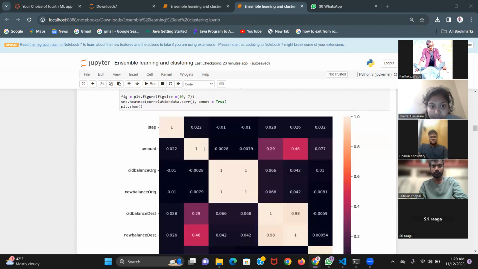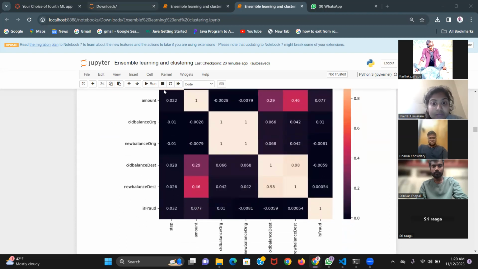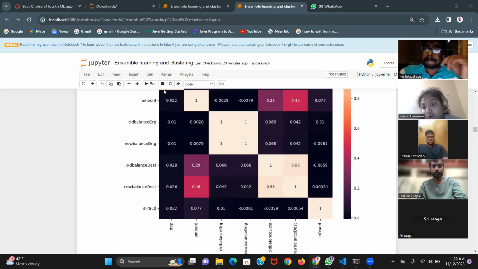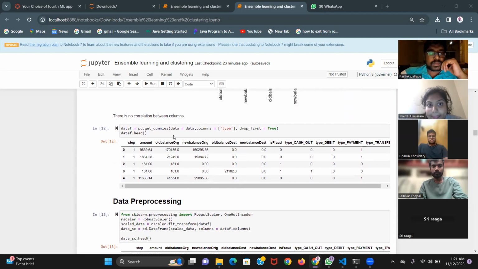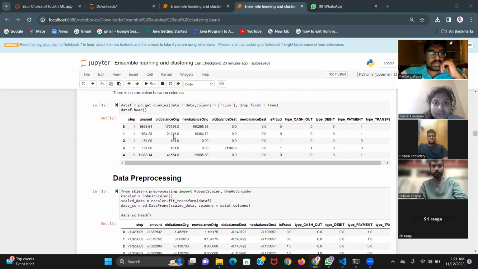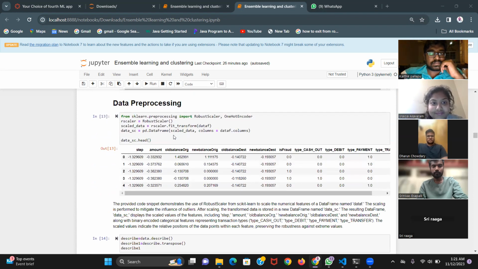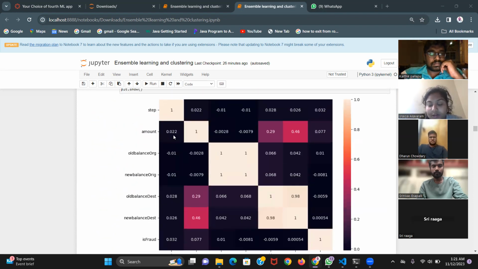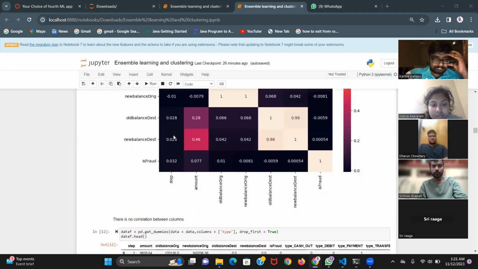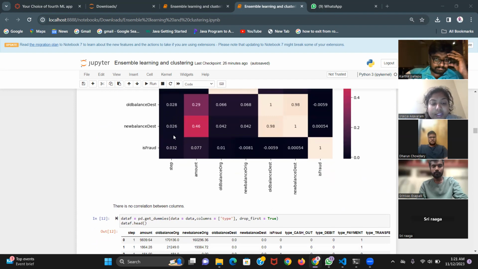In this figure, we can see all the columns with the percentages and their values, like from 0.02. Here we can see all the percentages of the columns. By this figure, we can say that there is no correlation between columns.